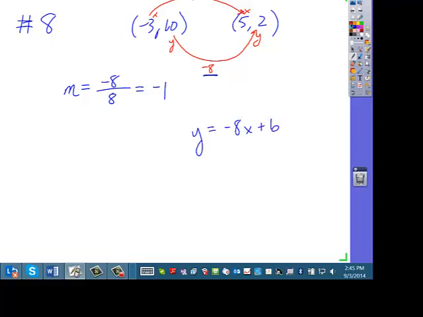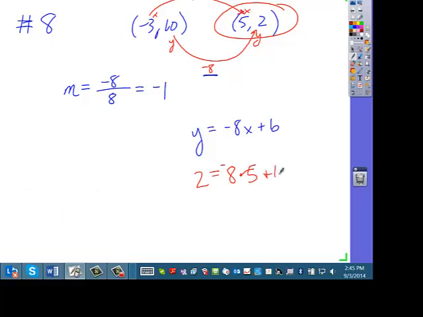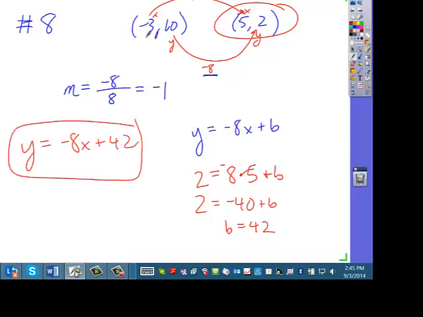Okay. So I'm this far. Now I can take either point, and I'm going to use this point. My x and my y, plug them in. 2 equals negative 8 times 5 plus the b value. So 2 equals negative 40 plus b, so b must be 42. So my final equation here, and I can check that by subbing in these numbers. If I put negative 3 in here, I get, well, something's wrong. What did I do wrong?